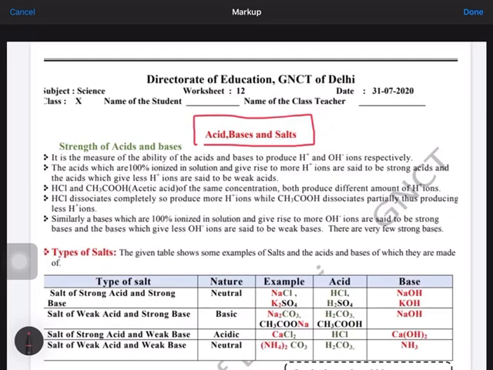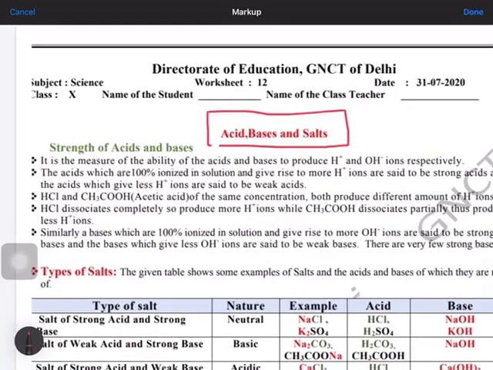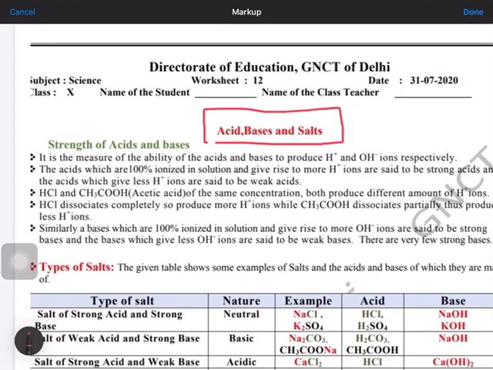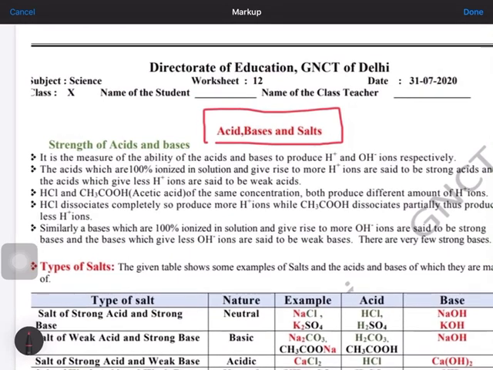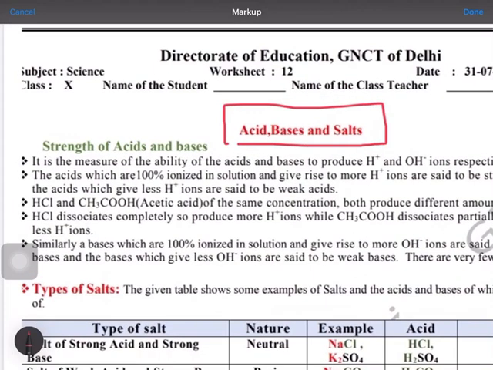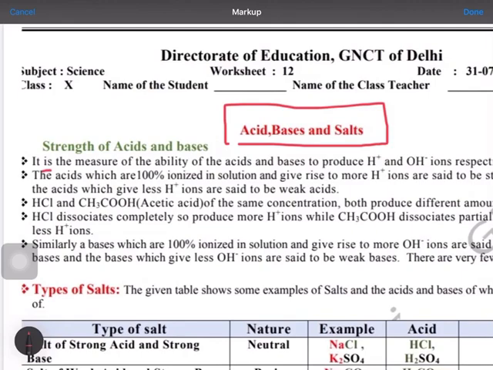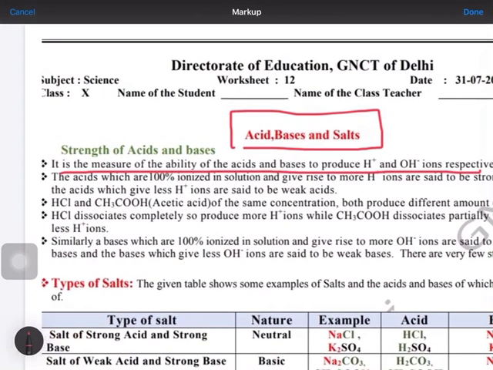That means how we say that a particular acid is a strong acid and how it will affect a particular reaction, and how a strong base affects a particular reaction. So the first point is the strength. It is the measure of the ability of the acid and base to produce H ion and OH ion respectively.